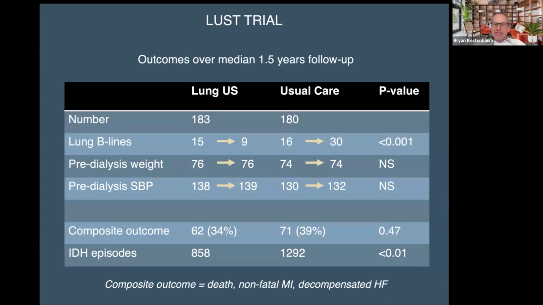There were 62 composite outcomes in the lung ultrasound group versus 71 in the usual care group. The composite outcome was a composite of death, non-fatal MI or decompensated heart failure. And there were fewer episodes of intradialytic hypotension in the lung ultrasound monitoring group. But the difference in the composite outcome was not significant.